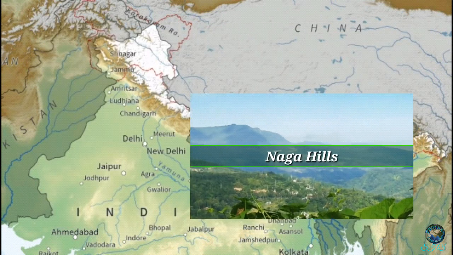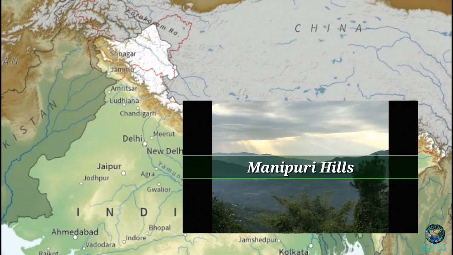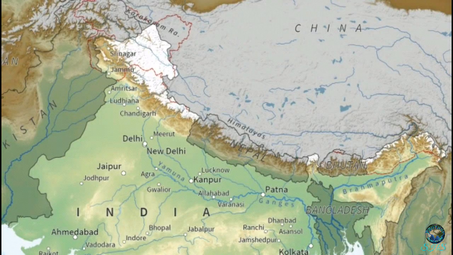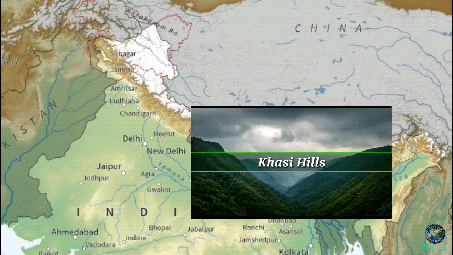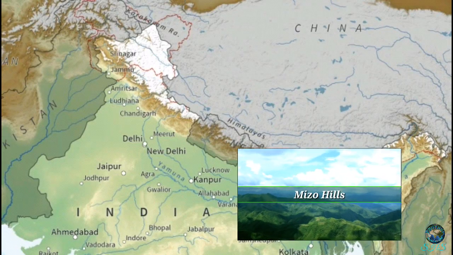Naga Hills in Nagaland, Manipuri Hills in Manipur, Khasi Hills in Meghalaya, Mizo Hills in Mizoram.